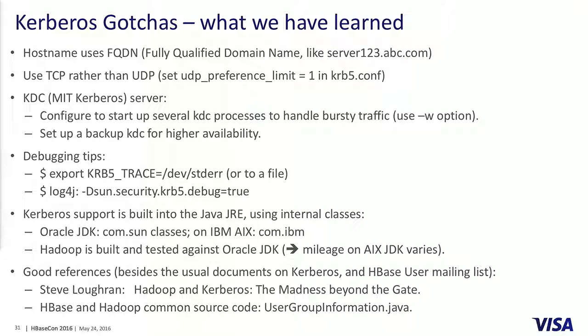First of all, some principles we use: use fully qualified names, use TCP rather than UDP. The less obvious thing is to configure the KDC to start up multiple processes. This is MIT KDC on Linux we're talking about. You give a -w option, you can specify the number of instances. What does it do? It's able to handle burst traffic better. We see that there's a difference here, okay?